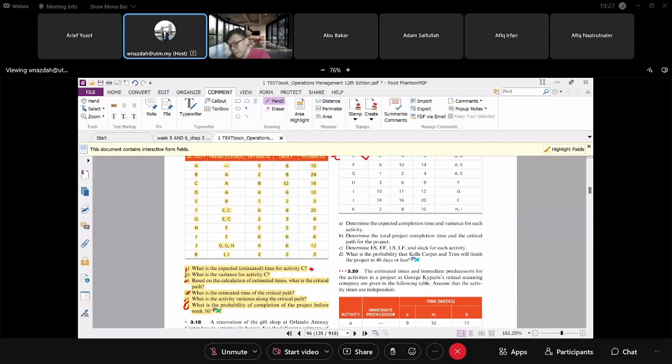Alright, what is the answer for A? Twelve, doctor. Yes, 12, correct. So you find T. You determine T and V for each activity. So C is 12. And what is the variance for activity C?